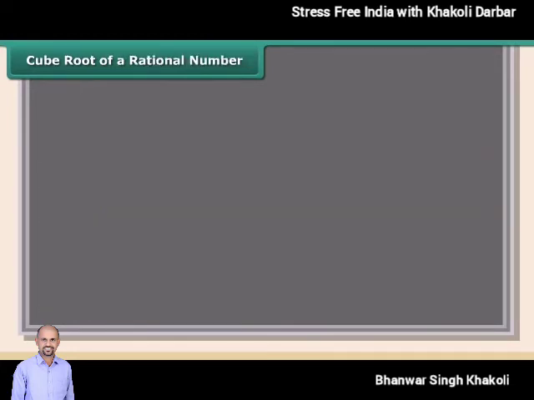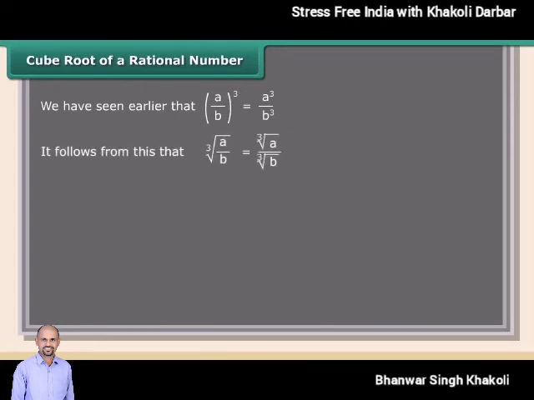Cube root of a rational number. We have seen earlier that (A/B) whole cubed is equal to A cubed upon B cubed. It follows from this that the cube root of A/B is equal to the cube root of A upon the cube root of B.